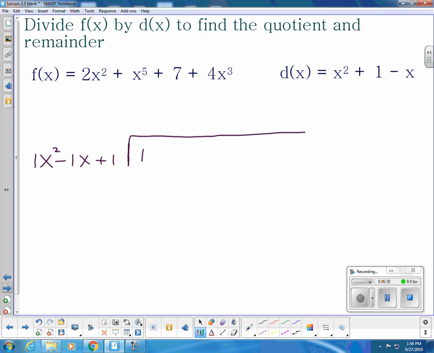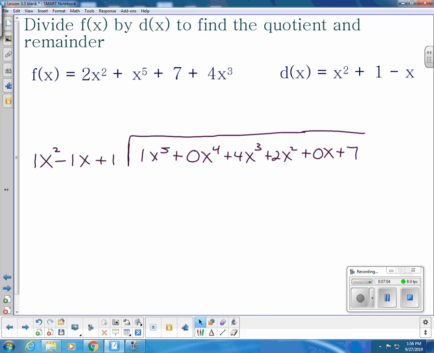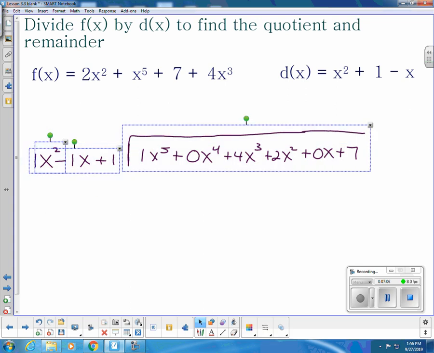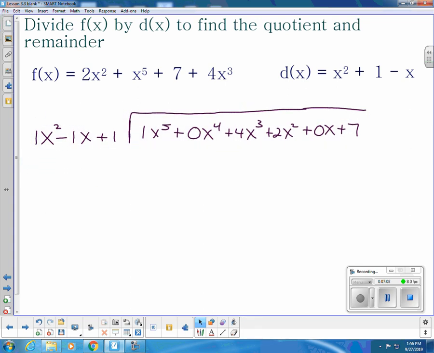If you're missing an exponent, so I'm going to start with x to the 5th here. I don't have an x to the 4th, so I need to put a 0 term in to hold the place. If not, it gets really ugly. So any exponent that you are missing, any term, like we don't have an x term, I'm going to put a 0 there. You have to have placeholders. So that's the first thing you need to double check to make sure you're good with.